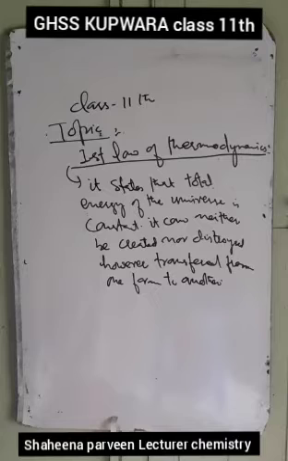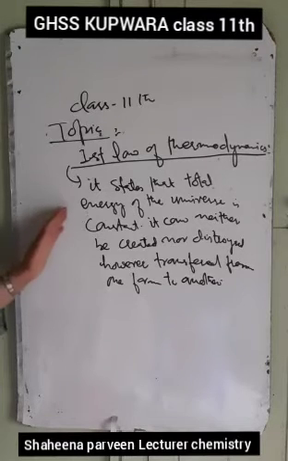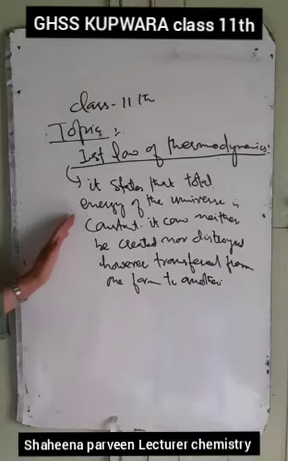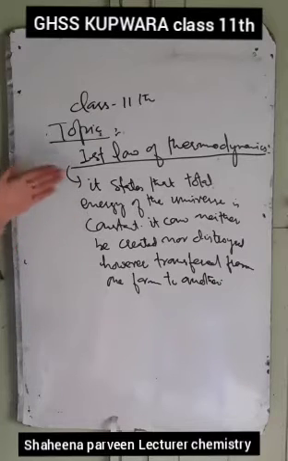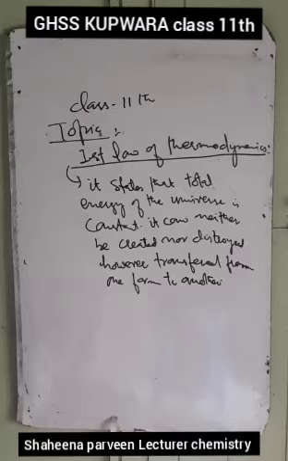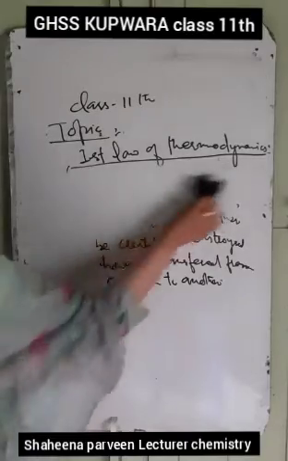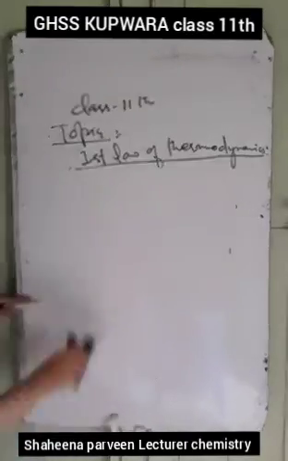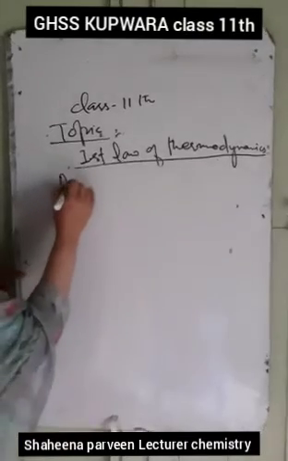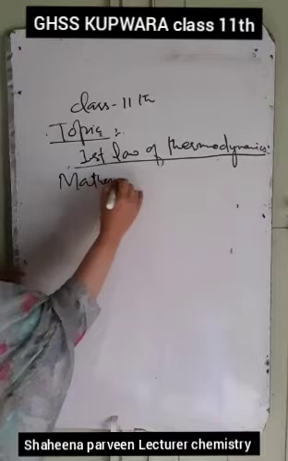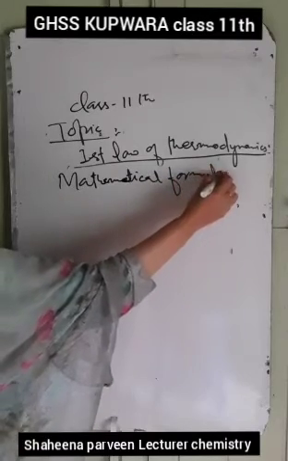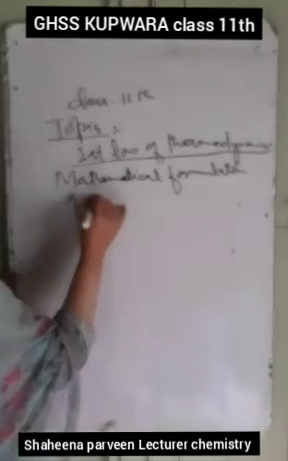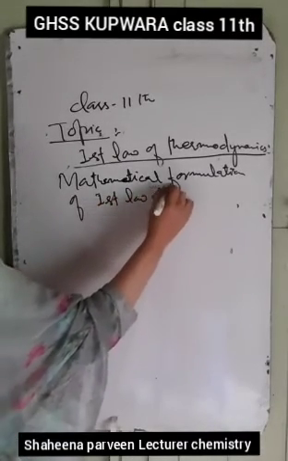Now we have the mathematical formulation of the first law of thermodynamics. This is the statement of the first law of thermodynamics, which is energy can neither be created nor destroyed, however transferred from one form to another form. That's called the first law. Now we have the mathematical formulation of the first law of thermodynamics.